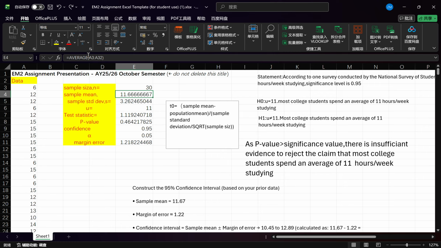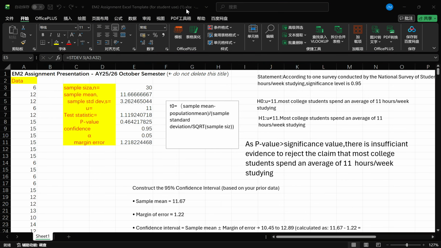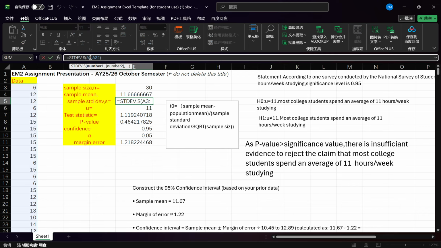We use the AVERAGE formula to calculate the sample mean. It is from A3 to A32. There are 30 data points here. And we use the STDEV.S formula to calculate the sample standard deviation. It's also from A3 to A32.